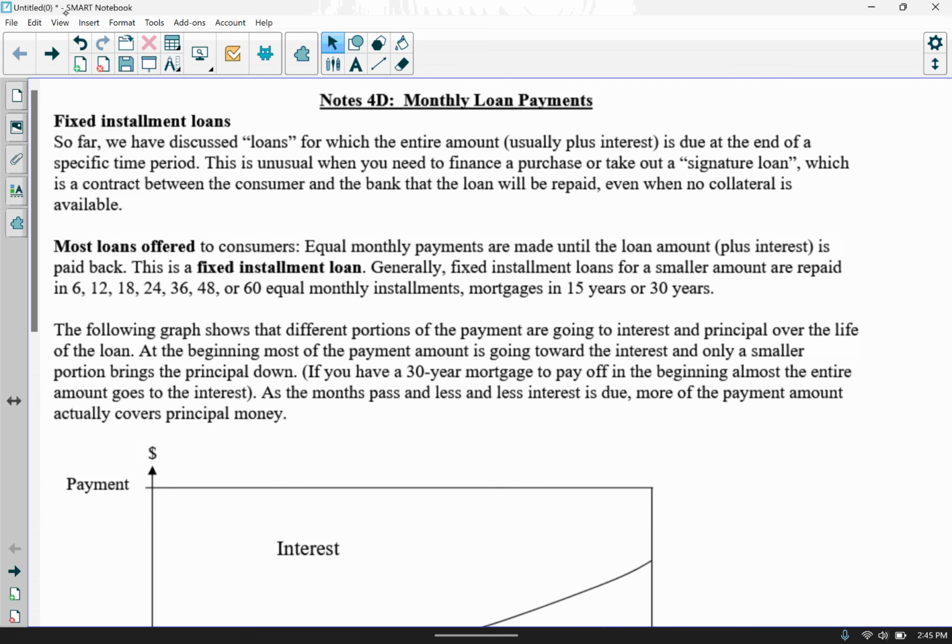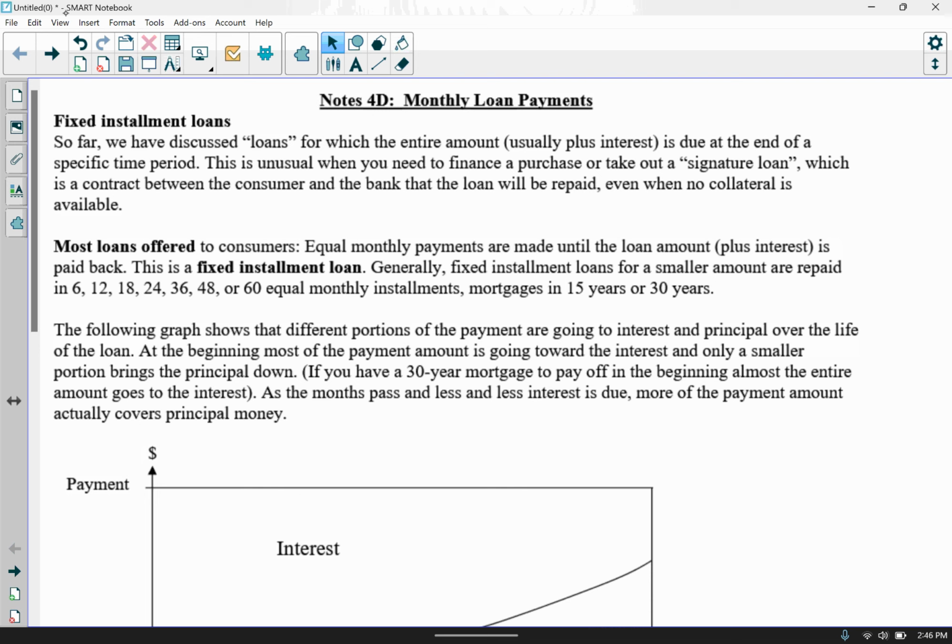So in this section, we're going to look at the monthly loan payment formula. If you think about it, there are lots of things in real life that you pay off in monthly installments. Two of the biggest ones that most everybody can relate to are your car payment and your house payment.